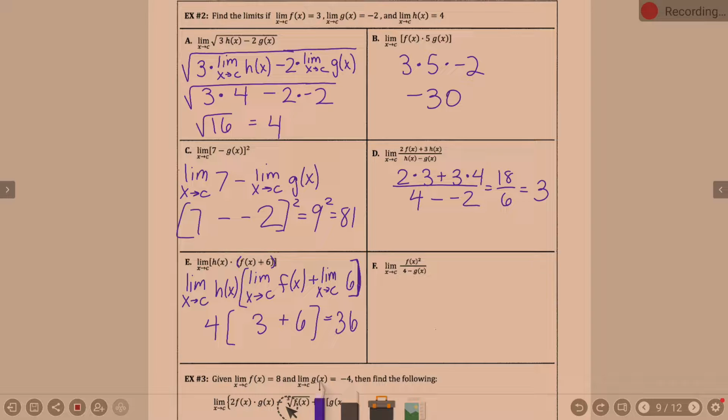Okay. F. I'm going to skip notation this time. I think we'll be okay on this one. On top, it's the limit of f of x squared. So what's the limit of f? 3. So it's going to be 3 squared on top. Denominator. What's going to be the limit of h? 4 minus, what's going to be the limit of g? Negative 2.